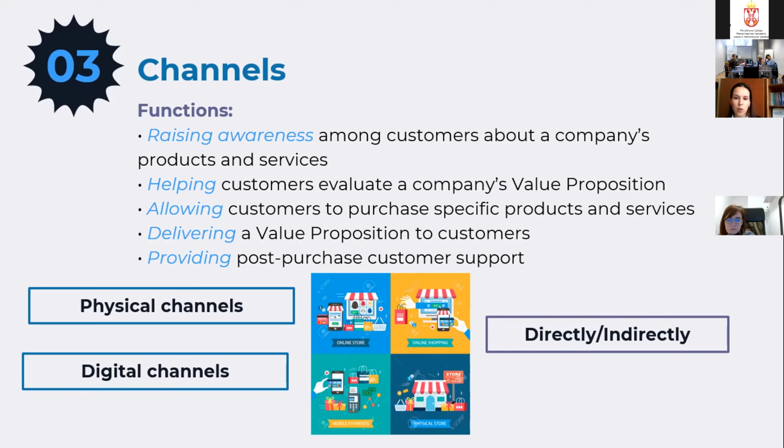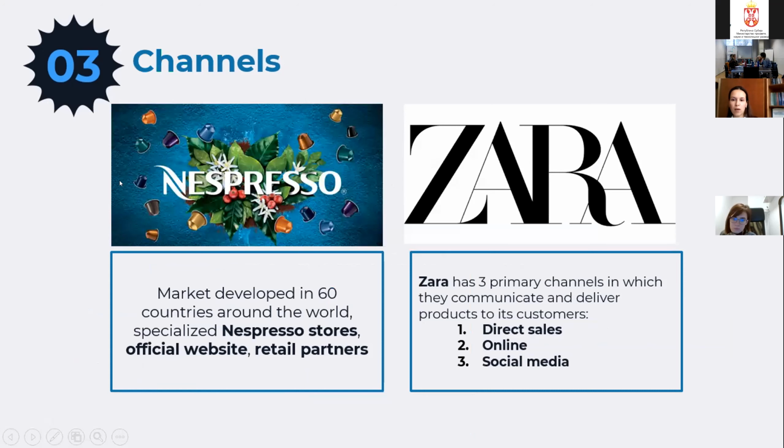Channels serve various functions like raising awareness among customers about the company's products and services, helping customers evaluate a company's value proposition, allowing customers to purchase specific products and services, delivering a value proposition to customers, and providing post-purchase customer support. So these are 5 main functions of the channels. So let's see on the example how Nespresso and Zara identify their channels.